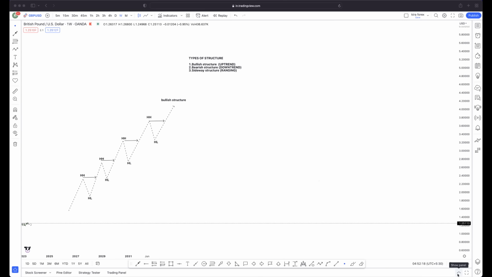Let's move to the second point, which is a bearish structure or a downtrend structure. In a downtrend or bearish structure, we have a series of lower lows and lower highs. This is just the opposite of the bullish structure. So here we have a series of lower lows, lower high, lower low, lower high, lower low, lower high, and lower low.